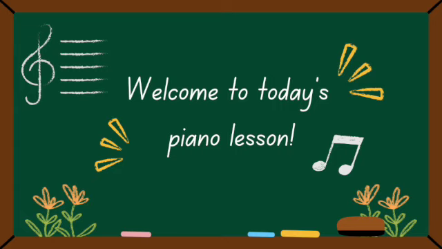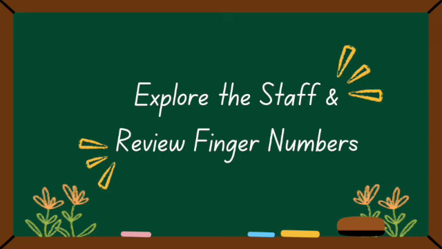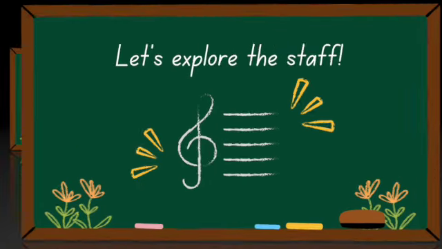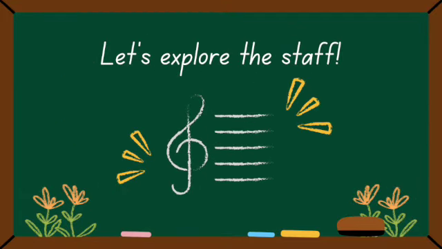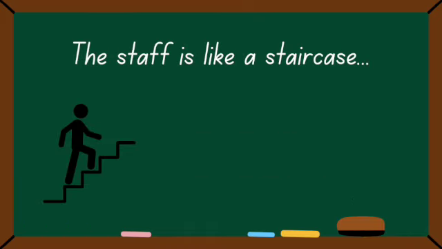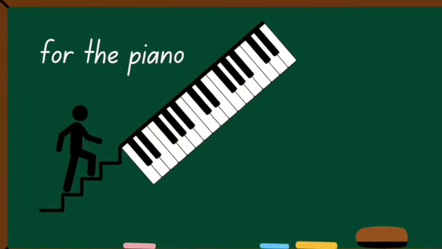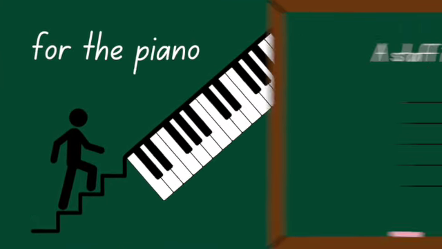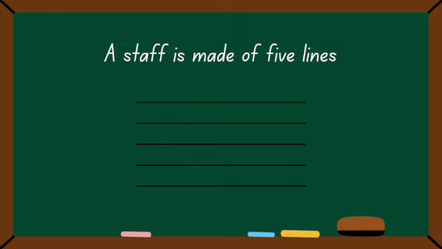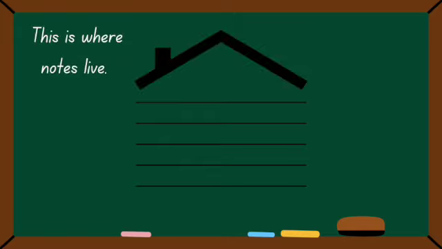Today we will be exploring the staff and also reviewing some finger numbers to help you fill out the worksheet that I made for you. Let's get started exploring the staff. So in music, the staff is like a staircase, but for the piano. A staff is made of 5 lines and 4 spaces that live between. This is where notes live. The notes that we play on our piano live on the staff.